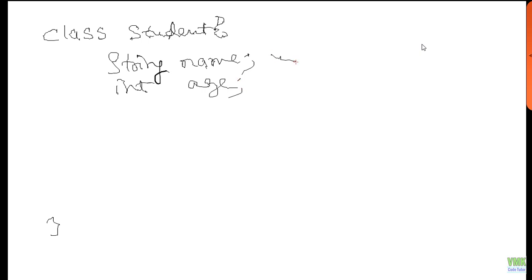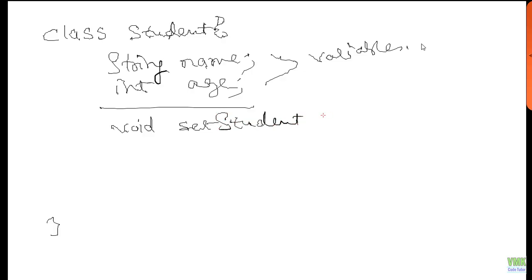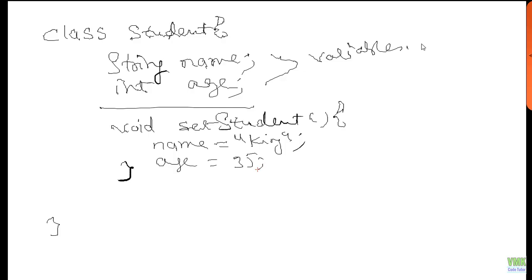A class not only contains variables, it can also contain methods. Methods mean functions, the functions that perform operations on these variables. Let's say I write void setStudentDetails. This is one method. Here I can write name is equal to King, and age is equal to 35. I can also write one more method to display information, a method displayInfo.